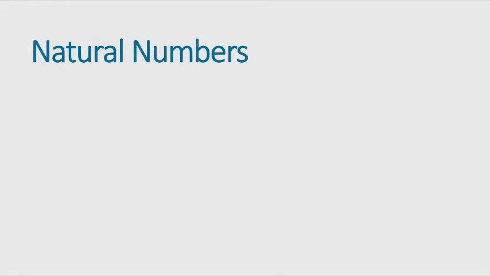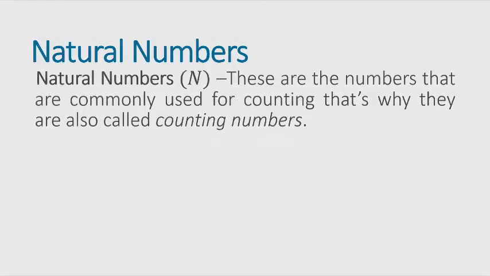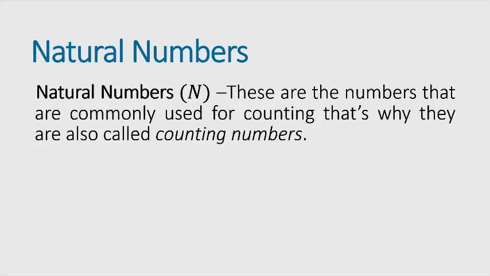First on our list are the natural numbers. Natural numbers are the numbers that are commonly used for counting. That's why they are also called counting numbers. For example, 2, 3, 10, 21.